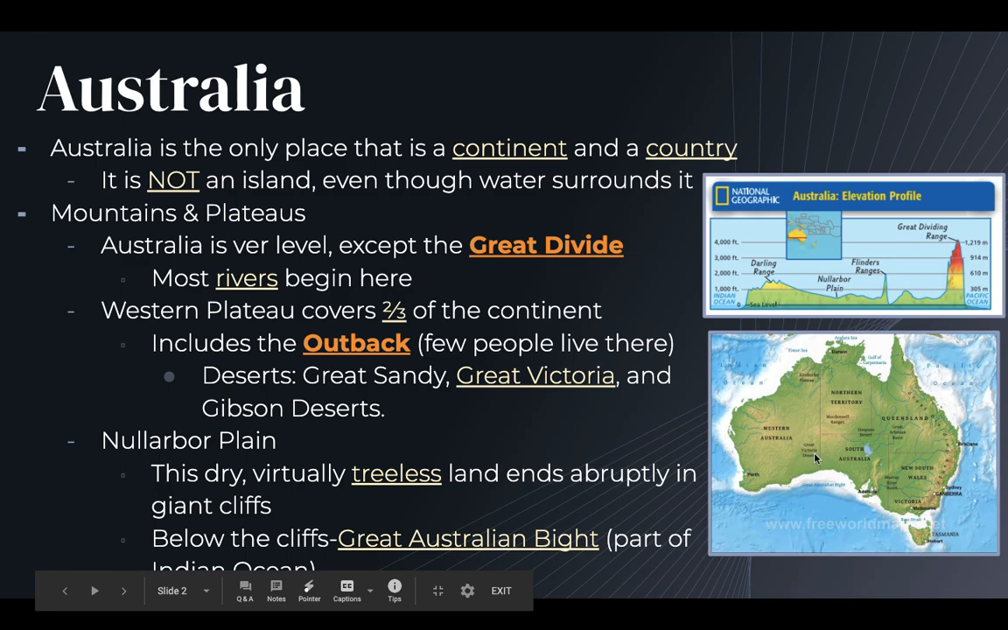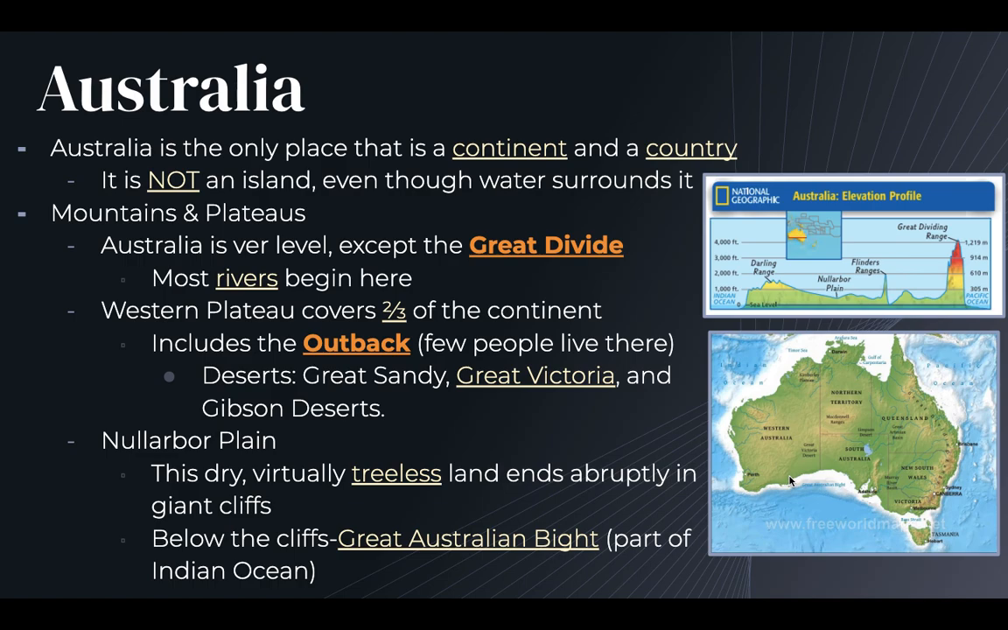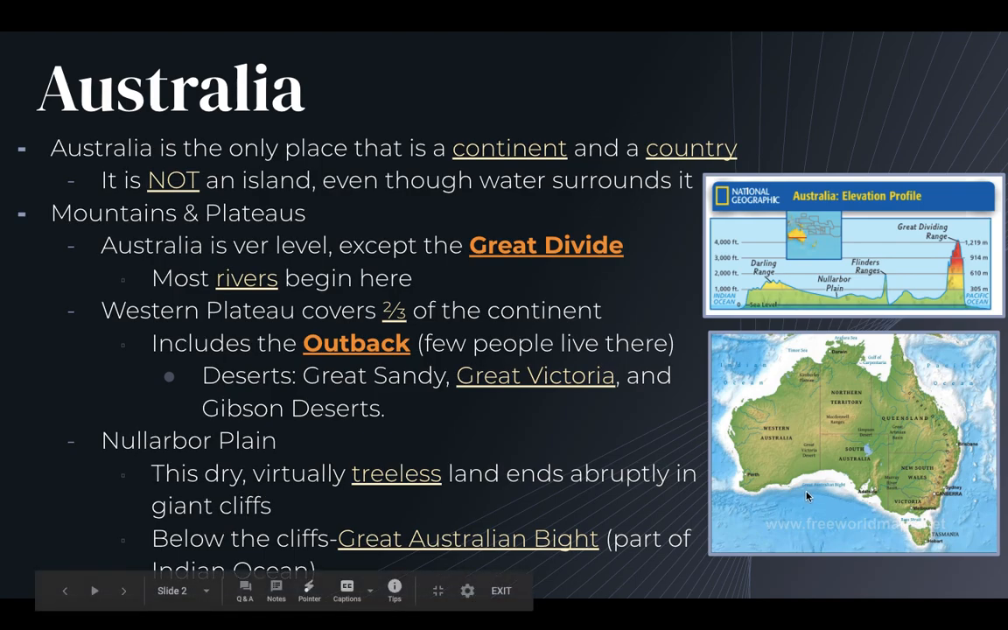You can see this little green area here. This is that plain right there. It's virtually treeless, but it's kind of green. There's no real trees or anything, but then the land just kind of abruptly ends. So this whole part right here is just straight cliffs going down into the Indian Ocean. This is called the Great Australian Bight, and that is part of the Indian Ocean. All of this here is the Indian Ocean that surrounds Australia.